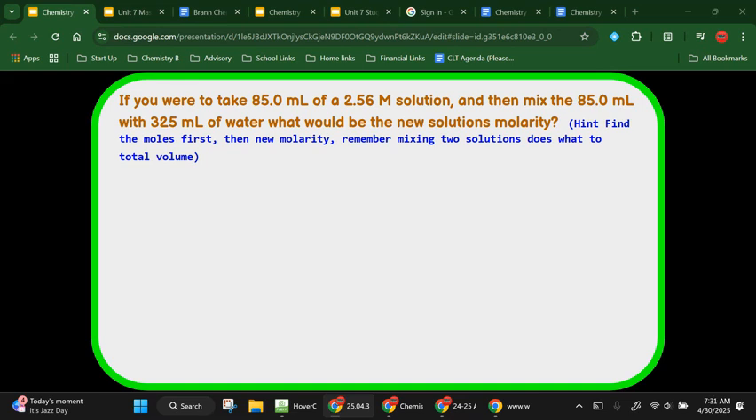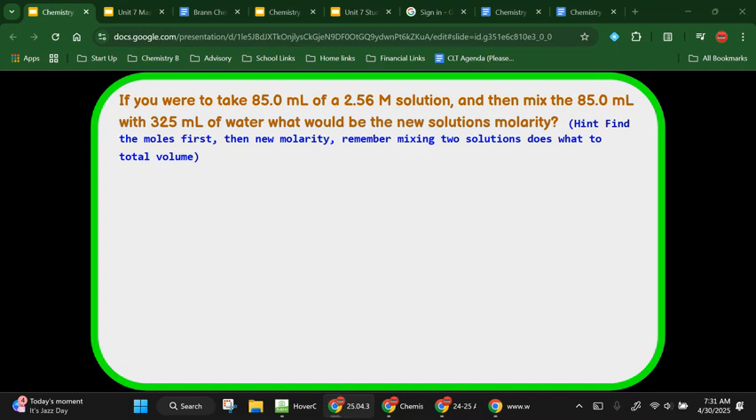So, a couple of hints. One, find the moles first. Then, find the new molarity. But remember, if you're going to mix these two solutions together, this 85 and this 325, think about what that does to the volume of the new solution. You are literally mixing them together.